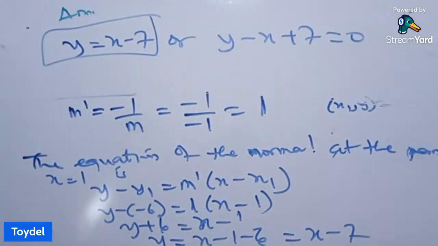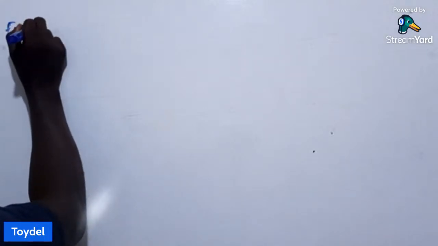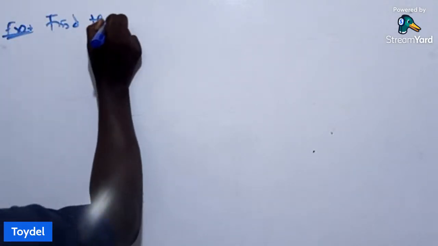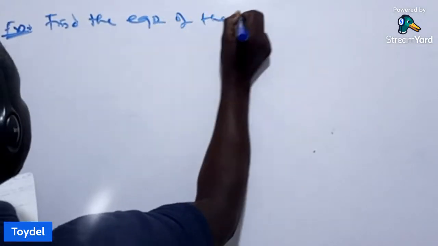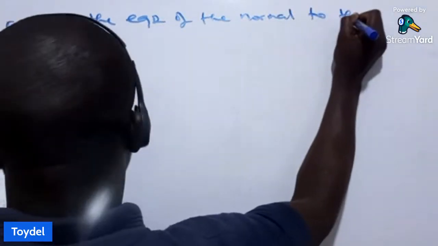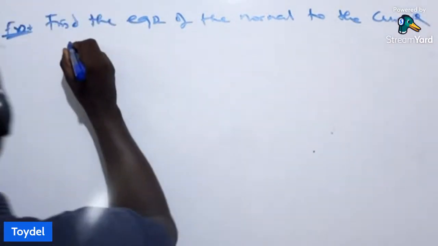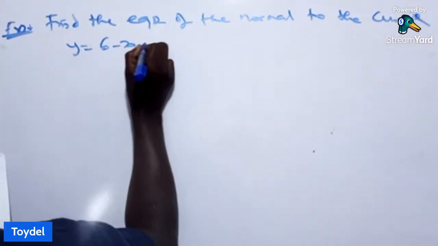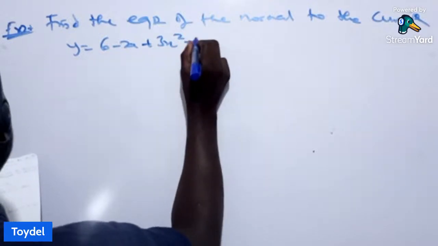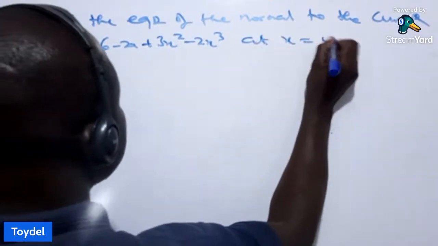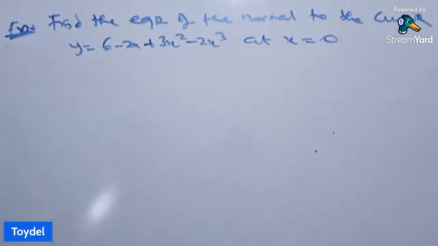So we take one more example. Let's take one more example on the applications of differential calculus to tangent and normal to a curve. Find the equation of the normal to the curve y is equal to 6 minus 2x plus 3x squared minus 2x cubed at x equal to 0. Of course, if you are talking about a quadratic curve, that is when you have the highest degree to be 2. In this case, the highest degree that we have is 3, minus 2x cubed.